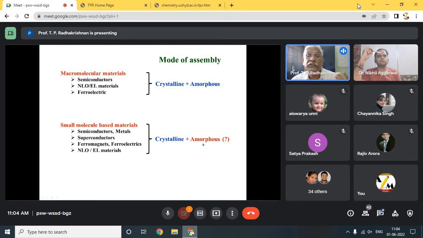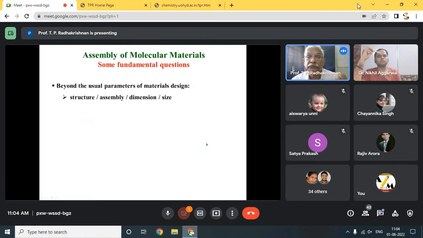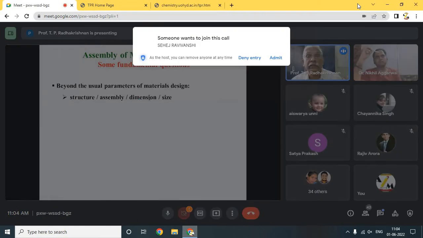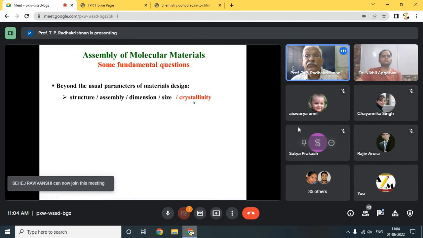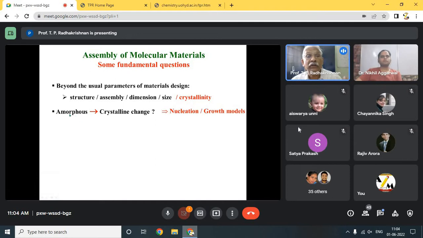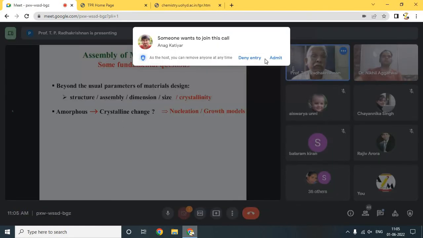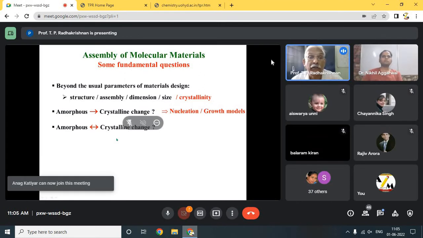And we have been asking this question continuously about the importance of amorphous materials. And why this is important is that it raises many fundamental issues. For example, beyond the idea of structure and assembly and dimension and size, of course, coming in the new domain of nanomaterials and so on, the question is, can crystallinity play a role in tuning the properties of materials? And there is, of course, a fundamental issue of what is called nucleation and growth models, where an amorphous to crystalline change is supposedly an important stage when molecules aggregate and form into crystals. There is an in-between state, which is amorphous, which is increasingly becoming more important.